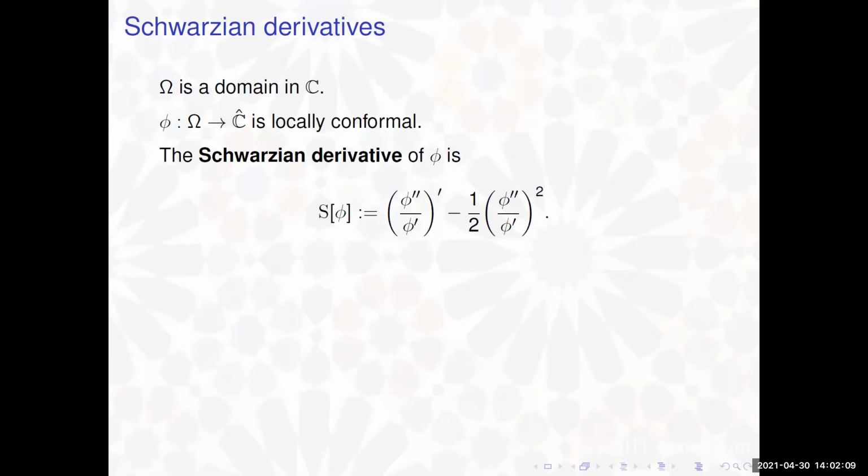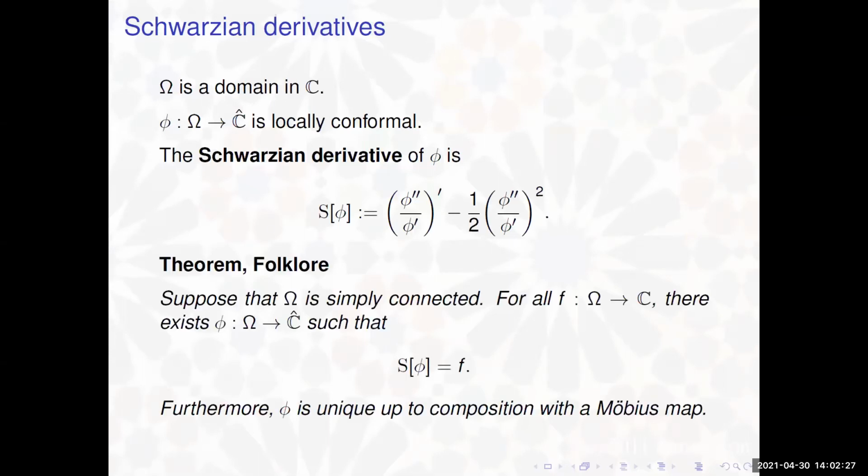This formula looks pretty weird when you first look at it, but it's actually very closely related to the projective structure of C hat. C hat is actually a projective space. And when you see the Schwarzian derivative as a projectivization of something, it becomes much simpler. There's an old theorem, I don't know who proved it, I think it's folklore, which relates Schwarzian derivatives to locally conformal maps. It's a back and forth result.